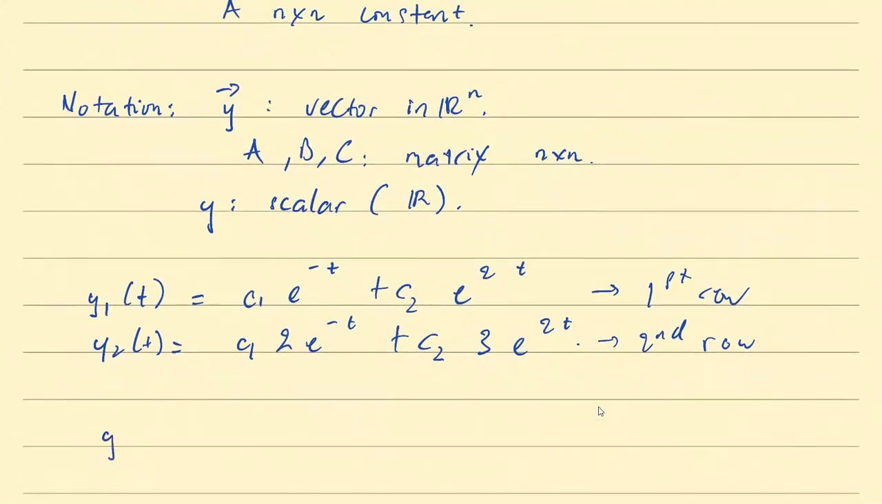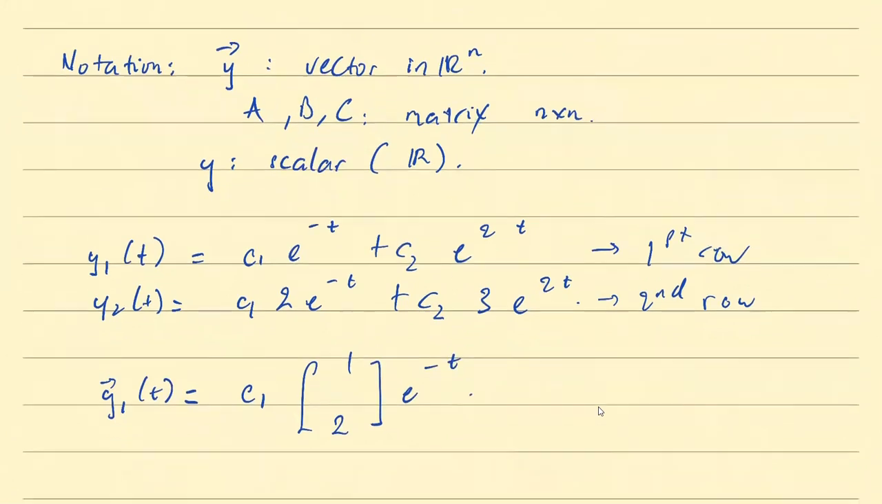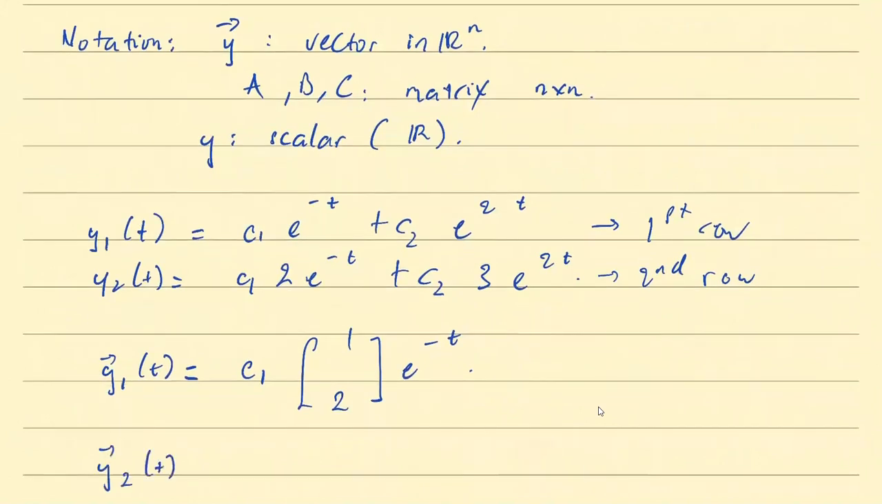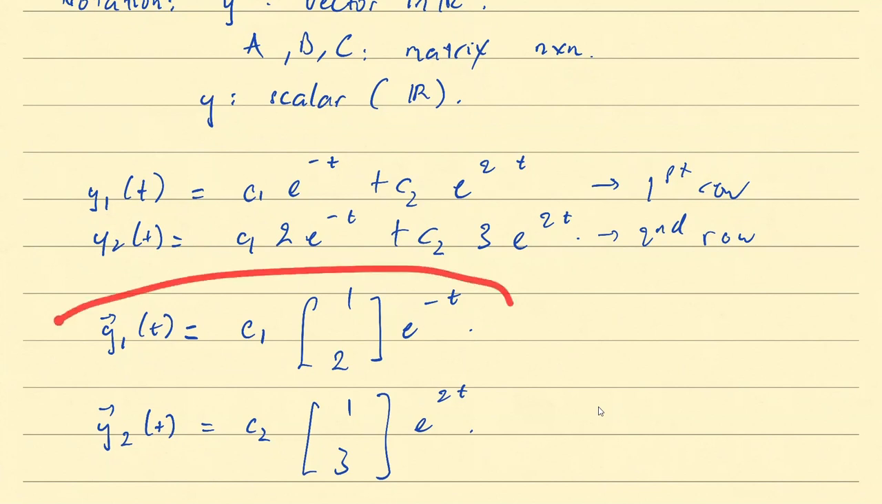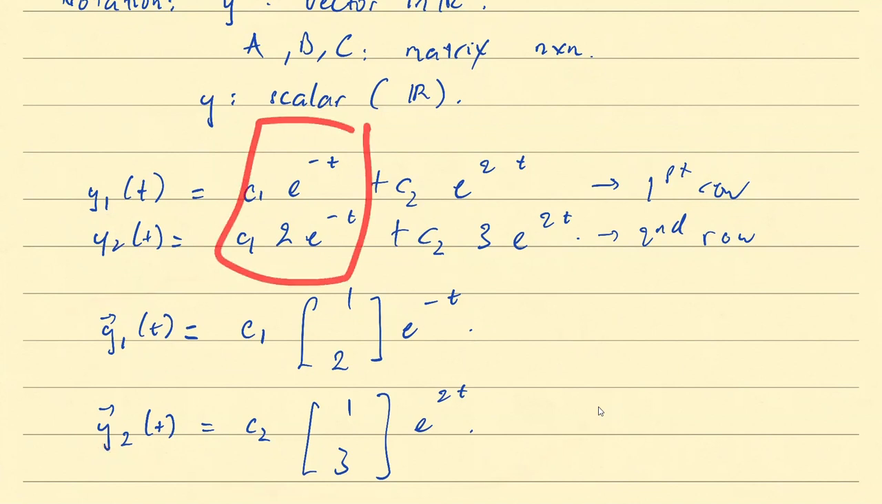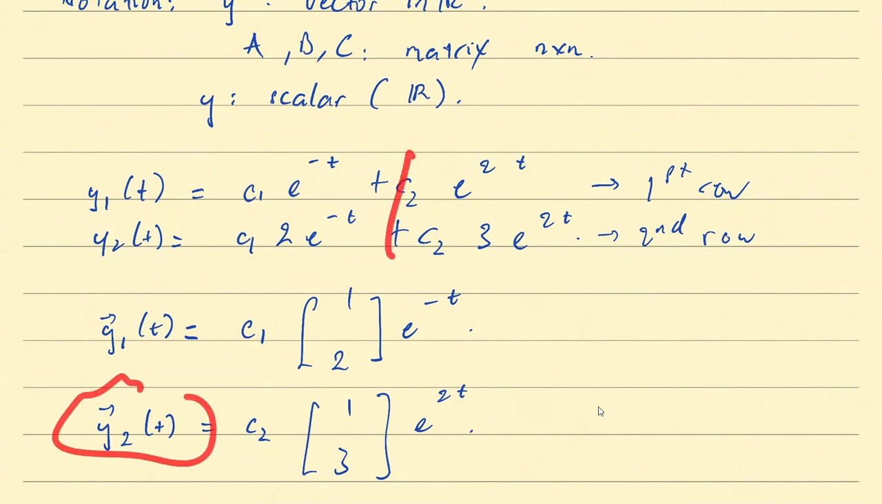If I organize things in a different way, if I look at a column, then vector y1 is c1 times 1, 2 e to minus t. And then y2 is c2 times 1, 3 e to 2t. So here in this context, the vector y1 is like the first component of the solution. The vector y2 is the second component of the solution.